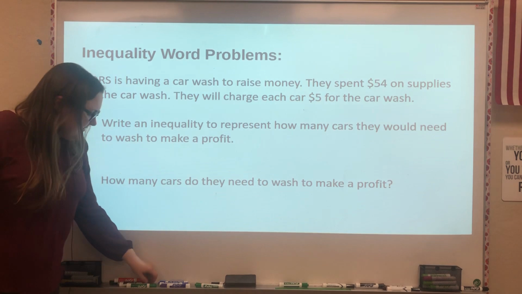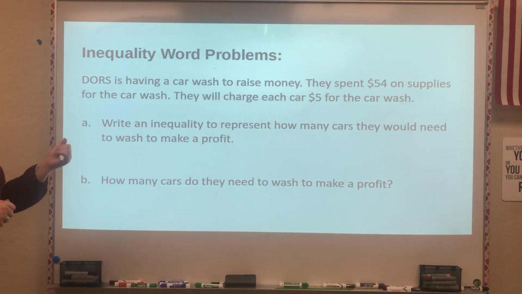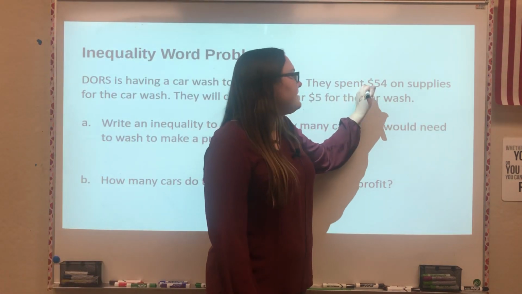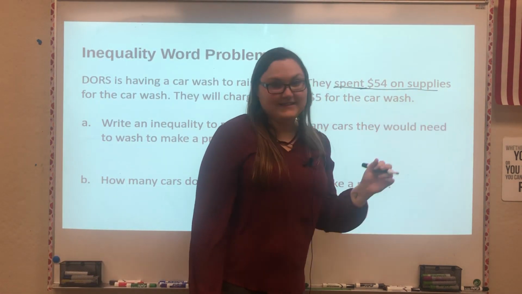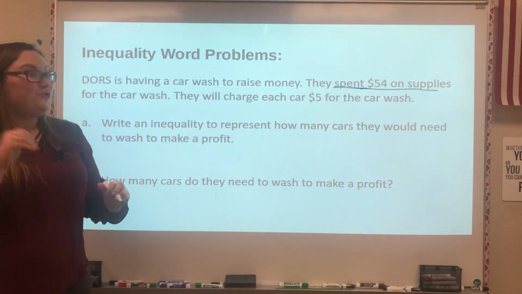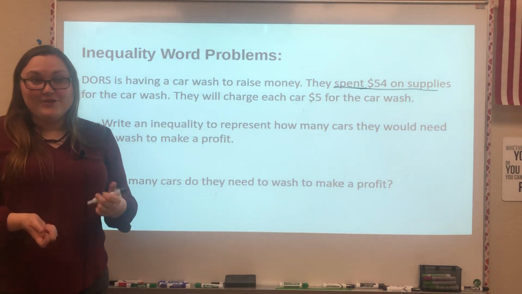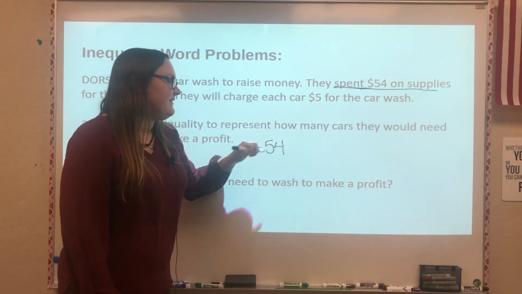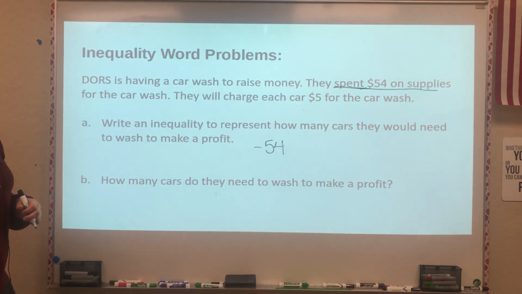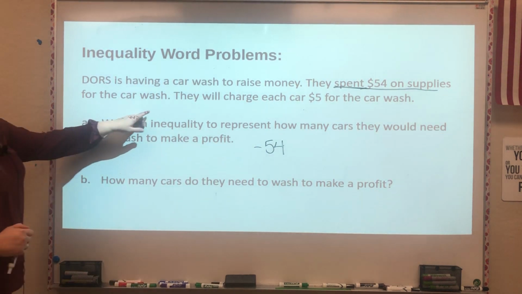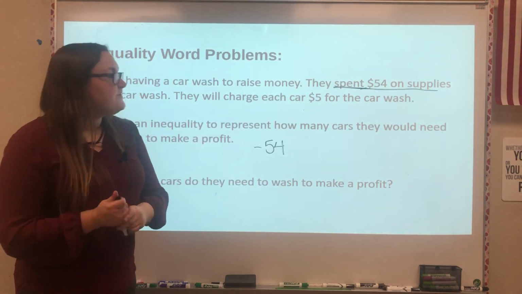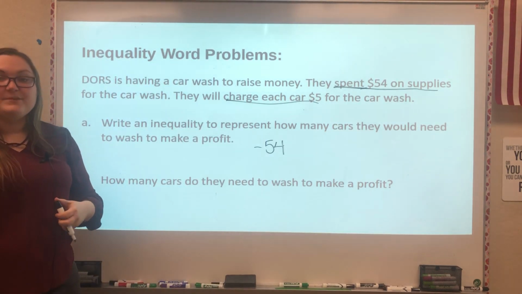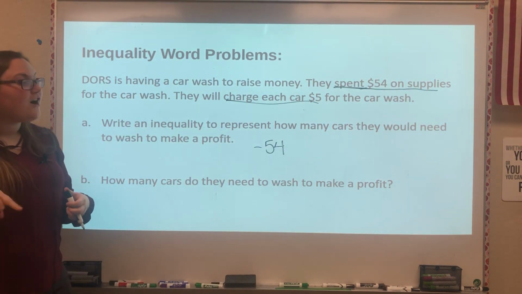Well, for this first one, some of the things they tell us that are going to impact making a profit is the $54 they spent on supplies. If you're spending $54 and you don't wash a single car, that means you lost $54. So my inequality, somewhere in it, I'm going to have my negative 54 to represent the money they're losing. Now it tells us they're going to charge each car $5 for the car wash. That $5 is money they're making. They're going to be making $5 for each car that they wash.